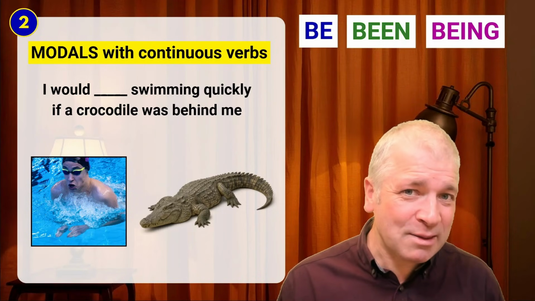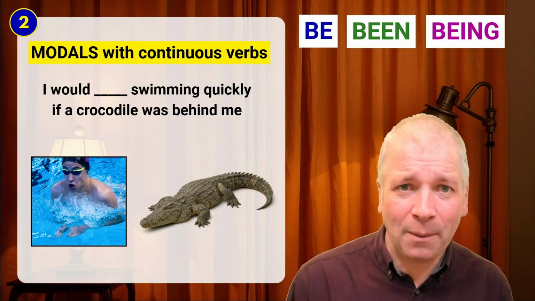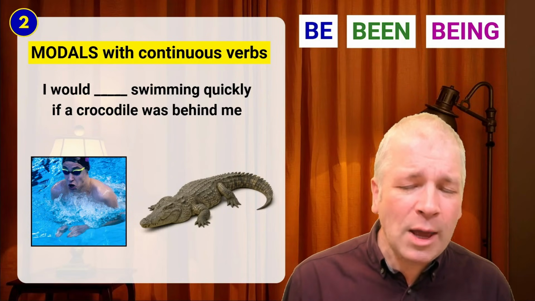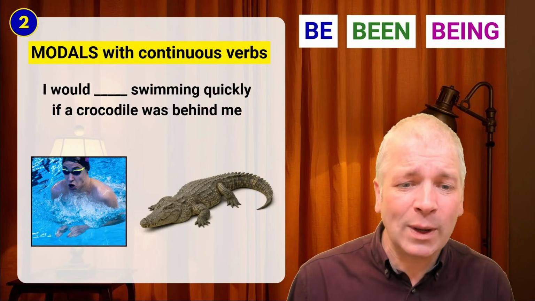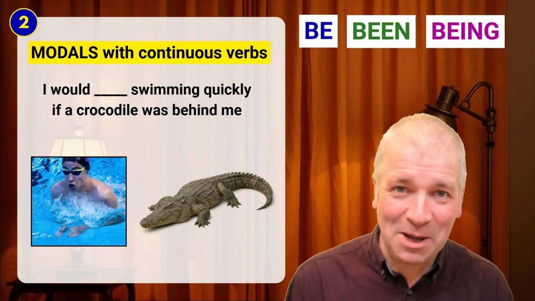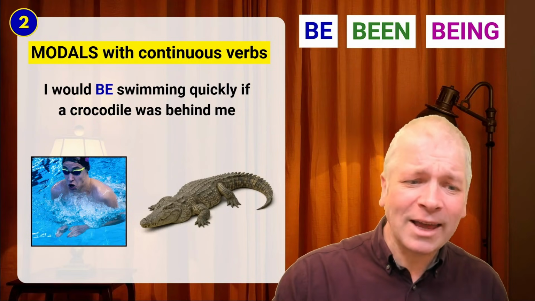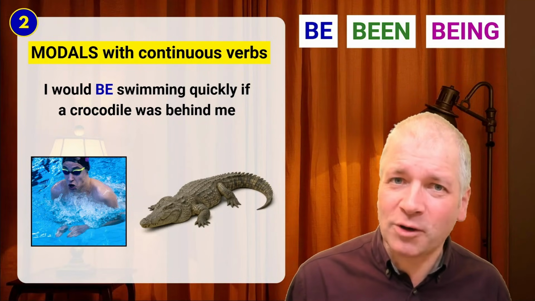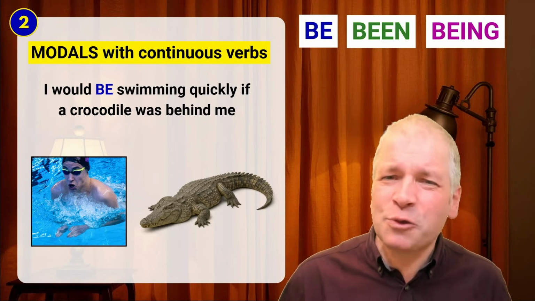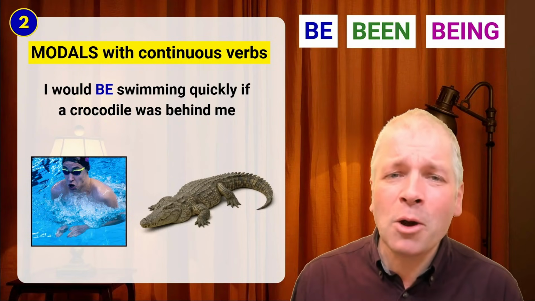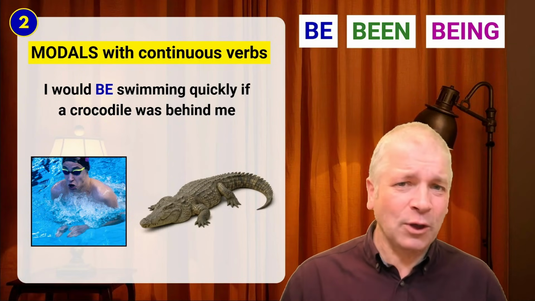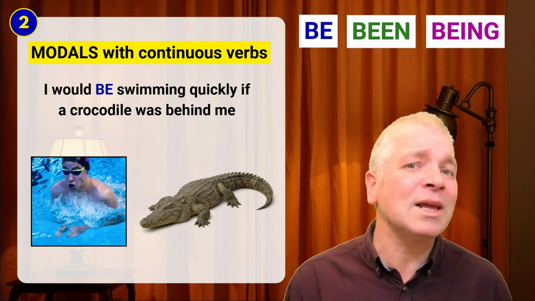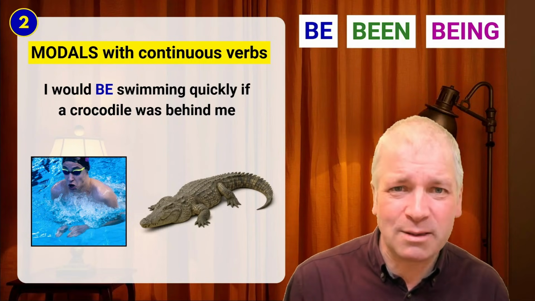In this picture, you can see a crocodile chasing a swimmer. Now, this is someone imagining the situation. "I would something swimming quickly if a crocodile was behind me." How do we fill the gap? Again, with be. I would be swimming quickly if a crocodile was behind me. This is the continuous form with modals. Remember, we make the continuous form in English by using the verb to be, but after a modal, it stays in the infinitive form. So it is actually be.